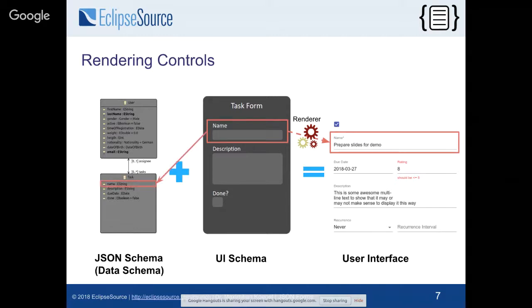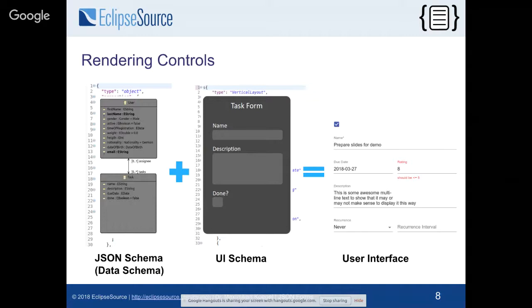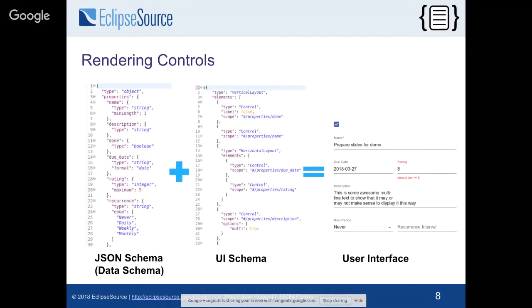And of course, that's not enough yet. We also need to know which attribute from the data model is being visualized there. So the UI schema has to have a pointer to the JSON schema to say, well, in this control, what I want to visualize is the name of a task. Now, let's look at the actual textual artifacts there.